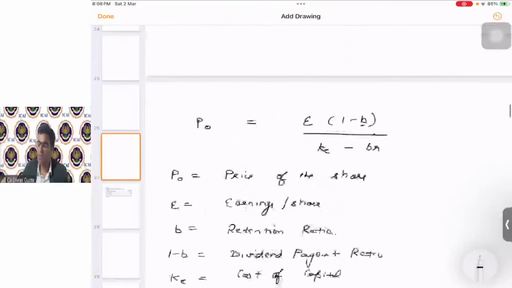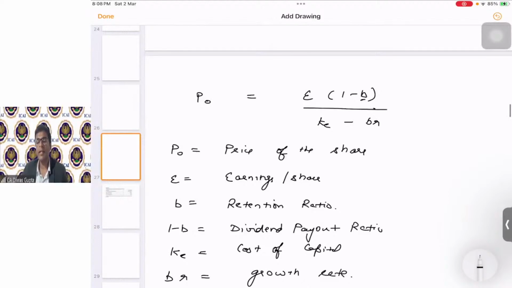So students, if you see, Gordon's model actually takes into account the growth as a perpetual subject, and it says that growth is inherent in the expectation that a shareholder has. Hence, whatever cash flow the company is expecting to pay in the form of dividend, that has to be divided by the difference between the expectation minus the growth.